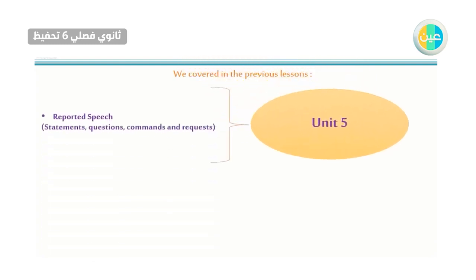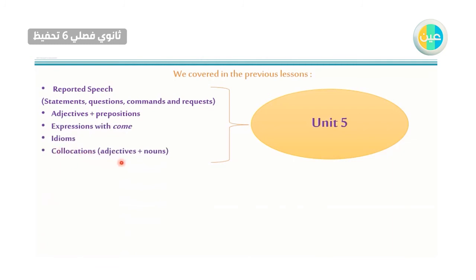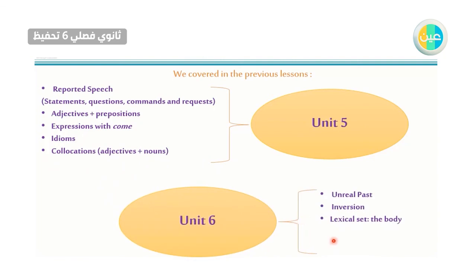Now, at the end of these lessons, we covered in the previous lessons Unit 5, which is about reported speech, statements, questions, commands and requests, adjectives plus prepositions, expressions with come, idioms, collocations, adjectives plus nouns. And we also talked about Unit 6, which is about unreal past, inversion, lexical set the body, phrasal verbs take and bring, and expressions with get and put.